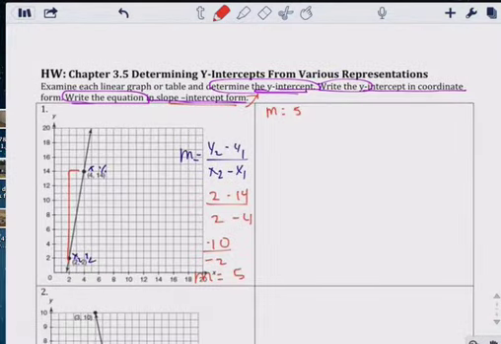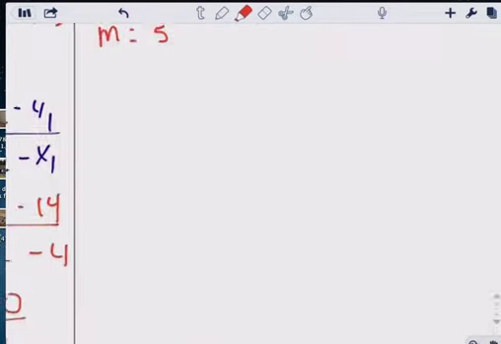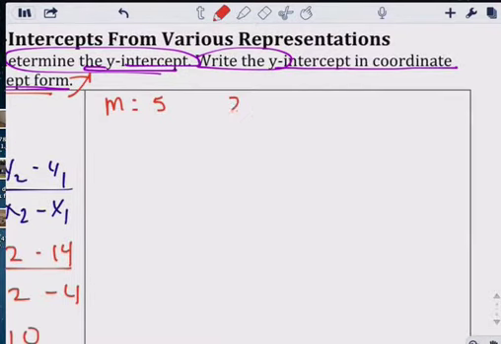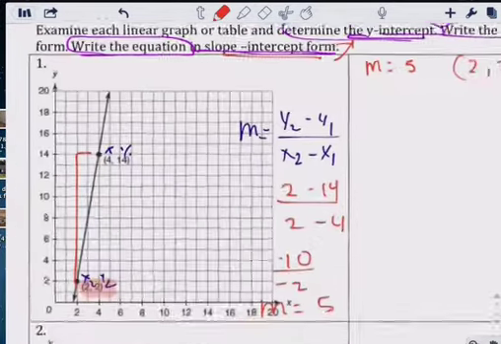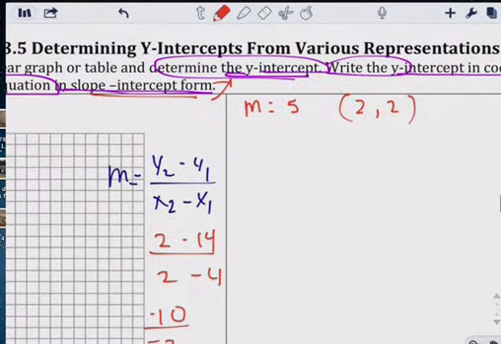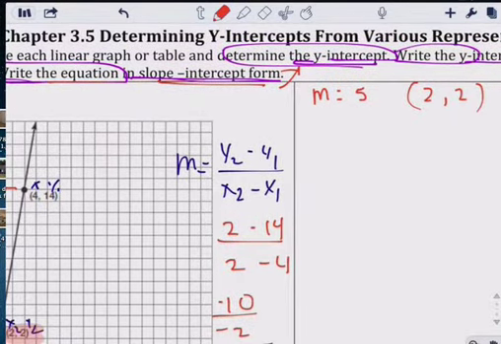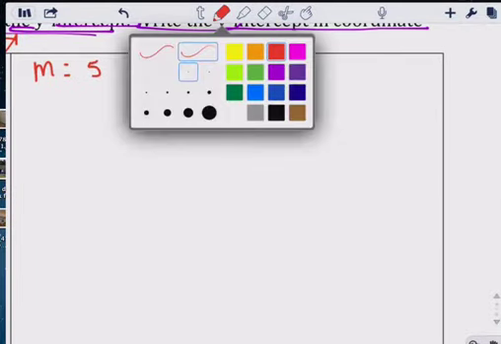Pick a point that you believe is easiest. I believe I'm going to choose 2, 2. Doesn't matter what point you choose, it'll come out the same, guaranteed. You can try on your own 14, 4. See if you can come up with the same equation in slope-intercept form. If you do it right, it should come out exactly the same.